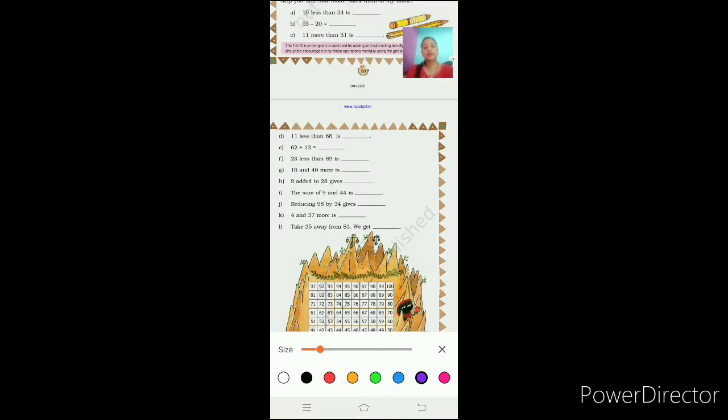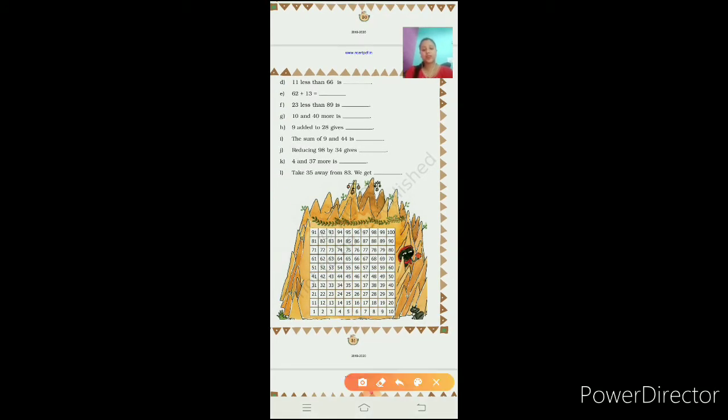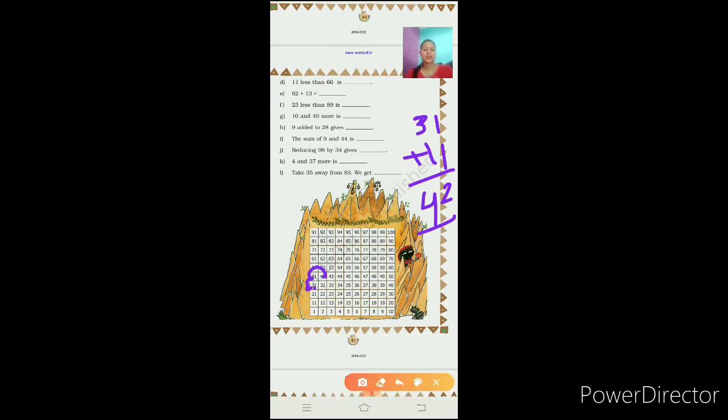C part is 11 more than 31. So first just check where is 31. Here is your 31, and 11 more means 1 step down and add 1 more. So the answer is 42. 11 more than 31, so 31 plus 11 equals 2, 1 plus 1, 2, 3 plus 1, 4. Okay, so it is 42. Simply you can do these questions also. Okay, these all questions are very easy.